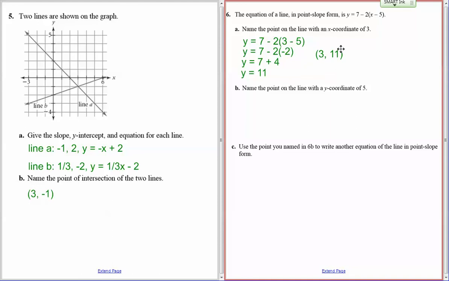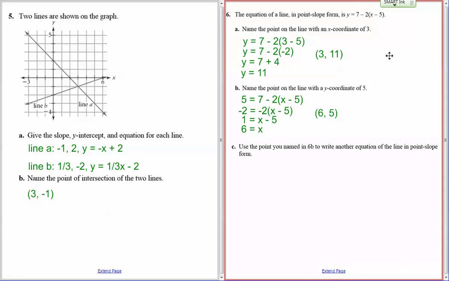What about naming the point on the line with a y-coordinate of 5? So now we have to let the output be 5, so we let y equal 5 right here. I subtracted 7 from both sides. 5 minus 7 is -2. I divided both sides by -2. -2 divided by -2 is 1. And then I added 5 to both sides, and it's 6. And there's my point, (6, 5). So when the input is 6, the output will be 5.